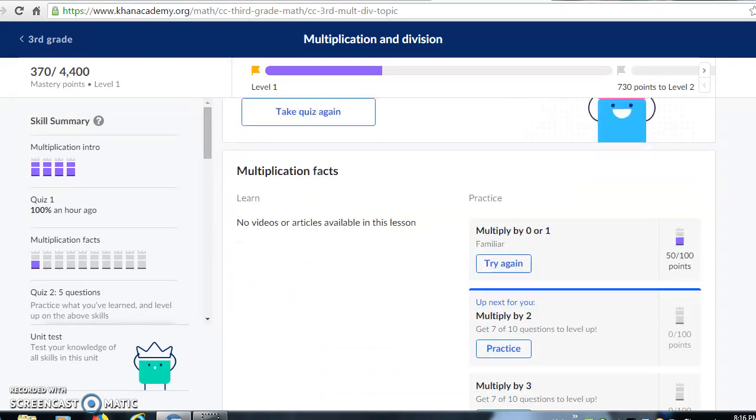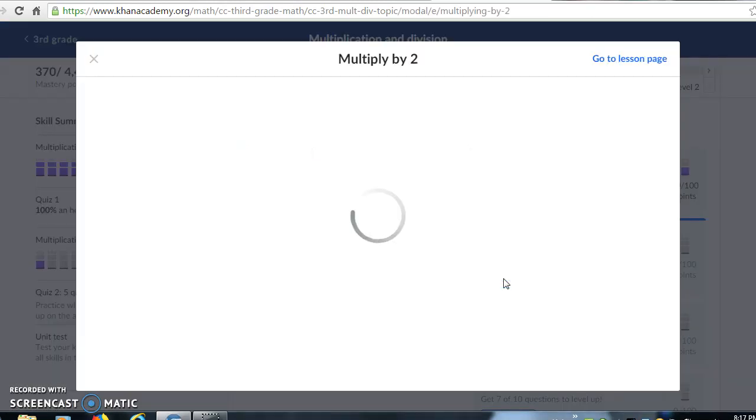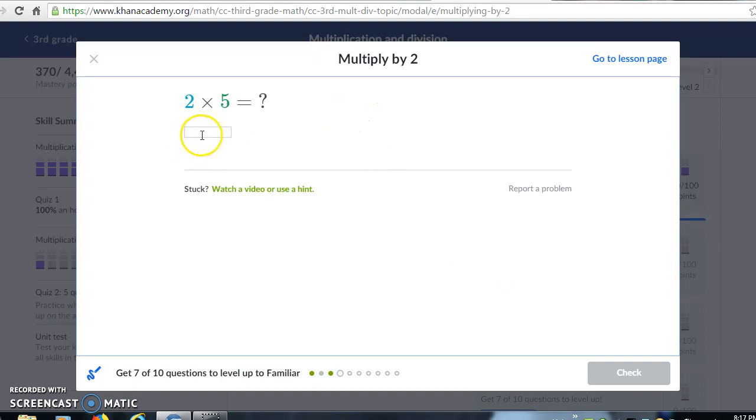And then I have this next lesson here, which is going to be working with multiplication facts. And then here in the middle, it tells me there's no videos or articles for this lesson. We are just practicing for this lesson. And we have all of our multiplication facts here on the side, and you can see that I've already taken this one. So this one, I got 50 points out of 100. So that would be something that I'd probably want to take again. And I'm going to go ahead and click into the multiply by 2, just so you can see what it looks like. So here, they're just going to give me my questions.